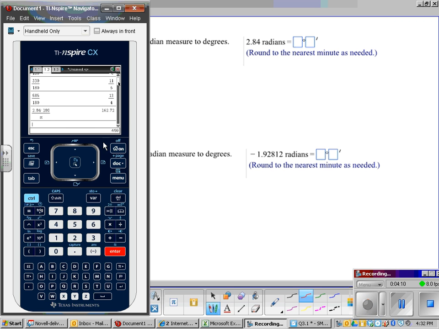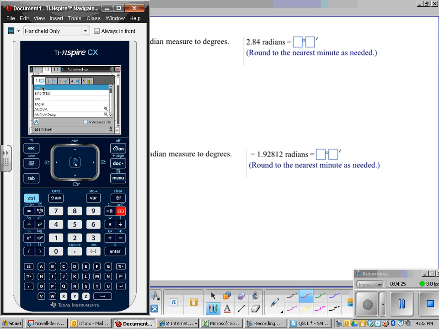Notice when you do that in the calculator, you get 162.72, but our answer needs to be in degrees and minutes. We want to round to the nearest minute. So here we want to go to the catalog. Make sure you're on the first tab. We can press the letter D for DMS, and then scroll down.